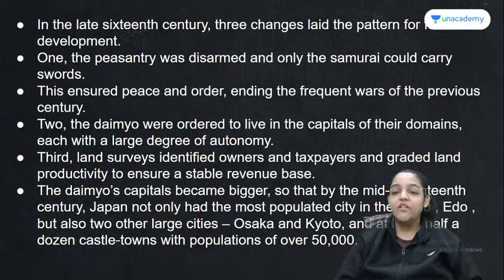Lands were graded on the basis of the productivity of the land: how much the land can produce, what the soil content is, what the fertility of the soil is. On the basis of that, the land was graded and a stable revenue base was ensured. Because of this stable revenue base and the growing economy, the population also started to grow, and Japan became one of the most populated countries in the world. We have Edo, Kyoto, Osaka. These places actually had around 50,000 population at that time, which was quite a lot.